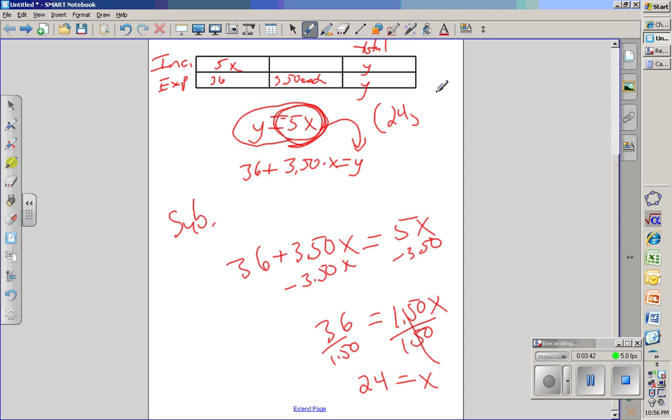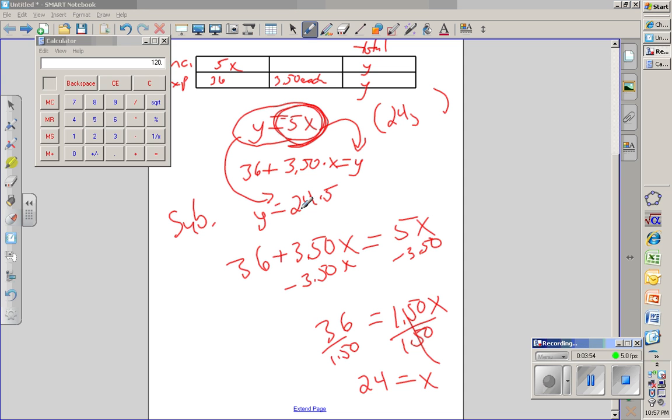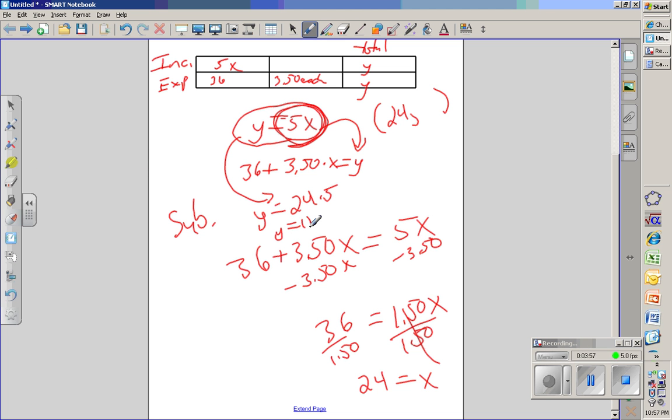So x is 24, and I got half my answer. I know that my answer is 24 comma, I'm not sure. So if I take 24 times 5, y equals 24 times 5, I get y equals 120. So my y is 120, and I should check my work. Does x equal 24 and y equal 120? Does that check in this equation? And does that check in this equation?